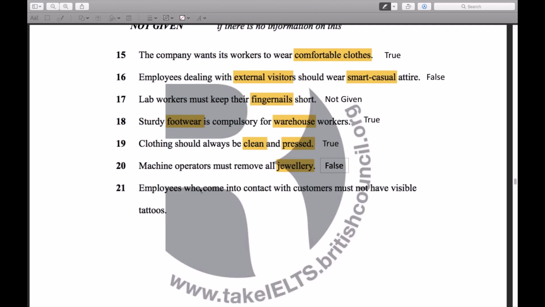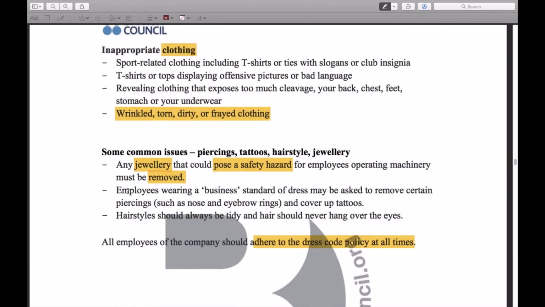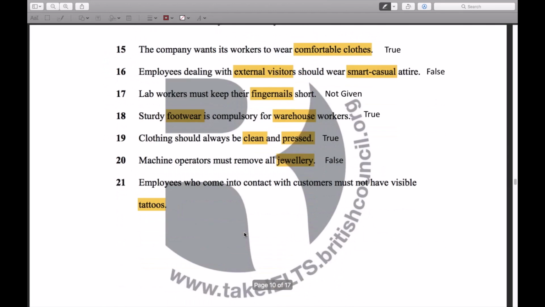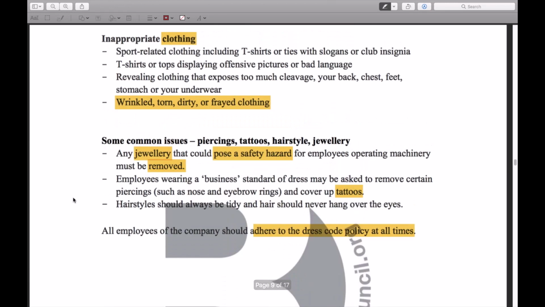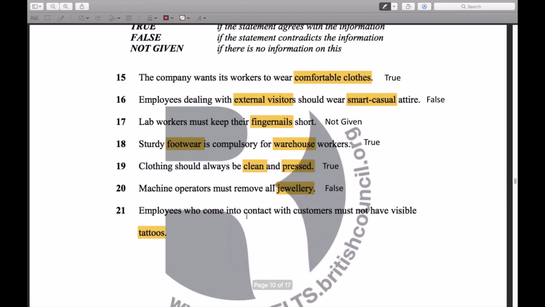Employees who come into contact with customers must not have visible tattoos. Okay, so now let's look at tattoos. Where does it talk about tattoos? It should be after that. Tattoos. There we go. What is the question? Employees who come into contact with customers must not have visible tattoos. Must not. Employees wearing a business standard of dress may be asked to remove certain piercings such as nose and eyebrow rings and cover up tattoos. Must not have visible tattoos. This is true. That employees coming into contact with customers should not have visible tattoos. This is true.